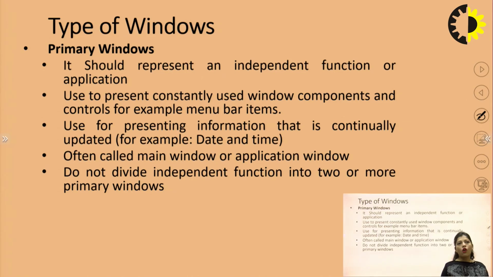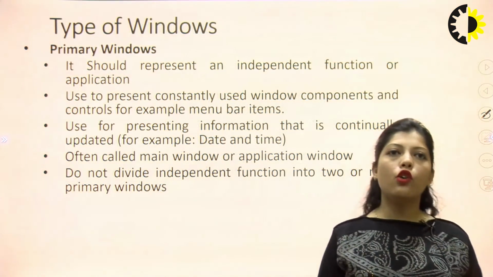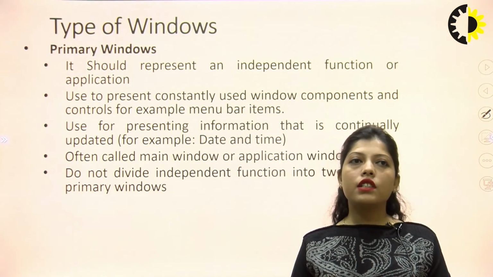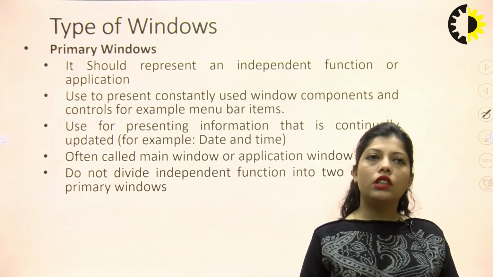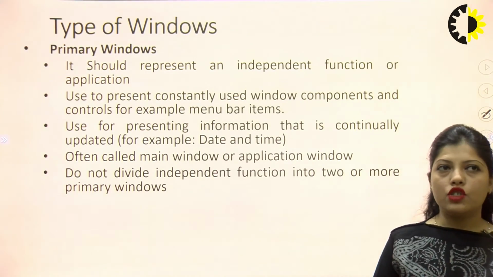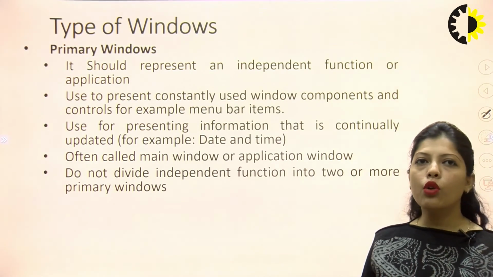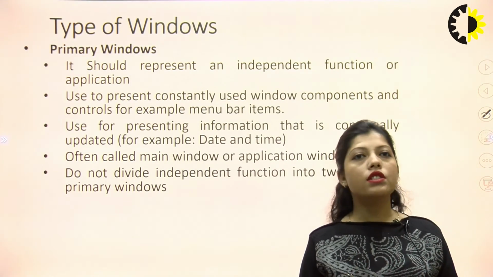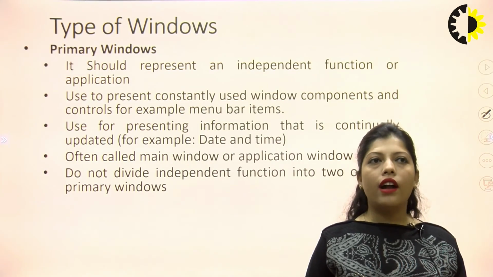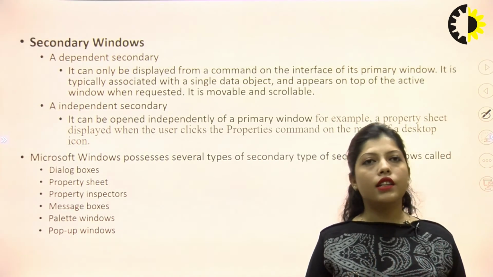It is often called the main window or application window, because this is our first window. So this is called the main window or application window, and it does not divide an independent function into two or more primary windows, because a primary window is a single window and it is not divided into any other function.